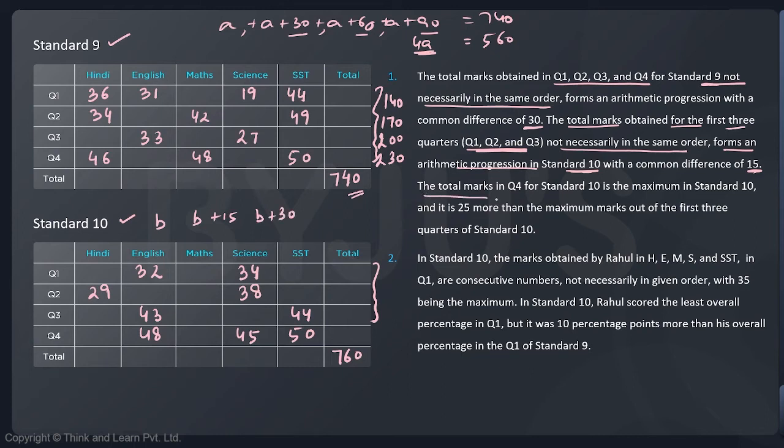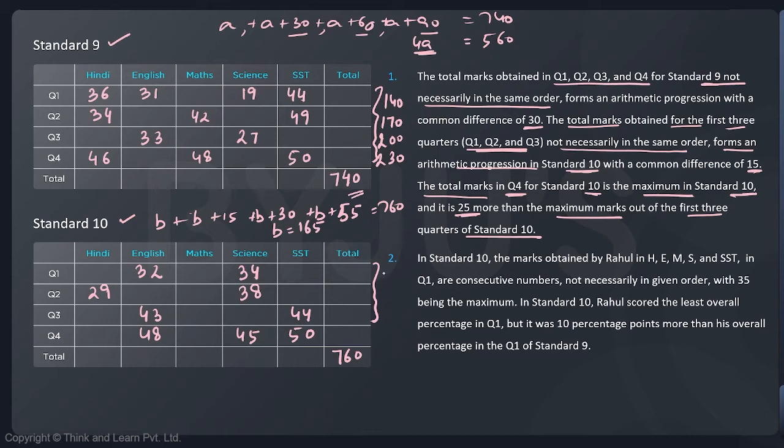Then it says the total marks in quarter 4 for standard 10 is maximum in standard 10 and it is 25 more than maximum marks out of the first three. First three maximum is B plus 30. So quarter 4 is 25 more than that, that is B plus 55. And their sum is also equal to 760. From that, I can say B is equal to 165.